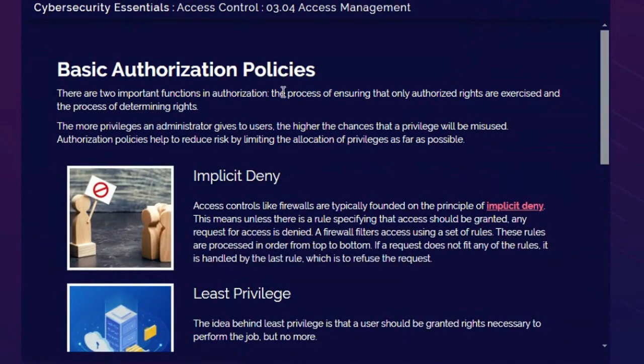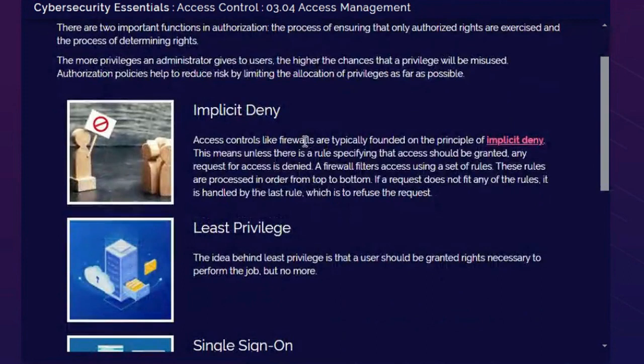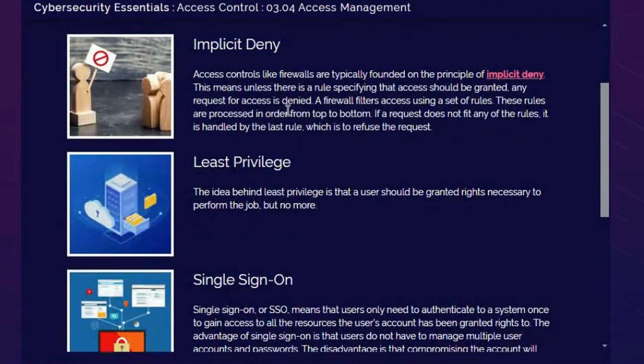Basic authorization policies. There's two important functions in authorization: the process of ensuring that only authorized rights are exercised, and the process of determining rights. So the more privileges that an administrator gives to a user, the higher the chances that it's going to be misused. So authorization policies help reduce risk by limiting the allocation of privileges as much as possible. You have to see this page, you need to see this page, you're going to need to see this page, but that page over there you really don't need to see. So we're going to cut that out.